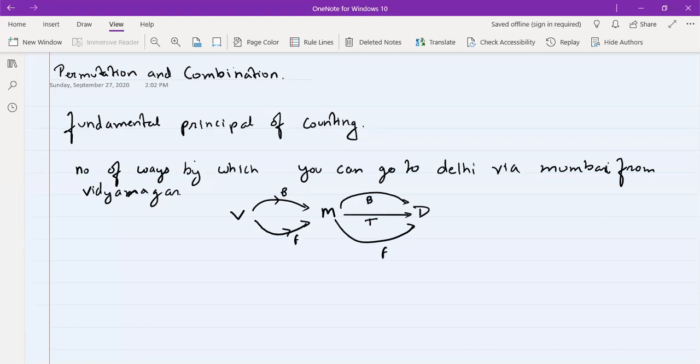Now tell me, in how many ways can you go from Vidyanagar to Delhi? Everyone, please try to think and let me know. This is the total number of ways you can go. That's the basic idea about counting.